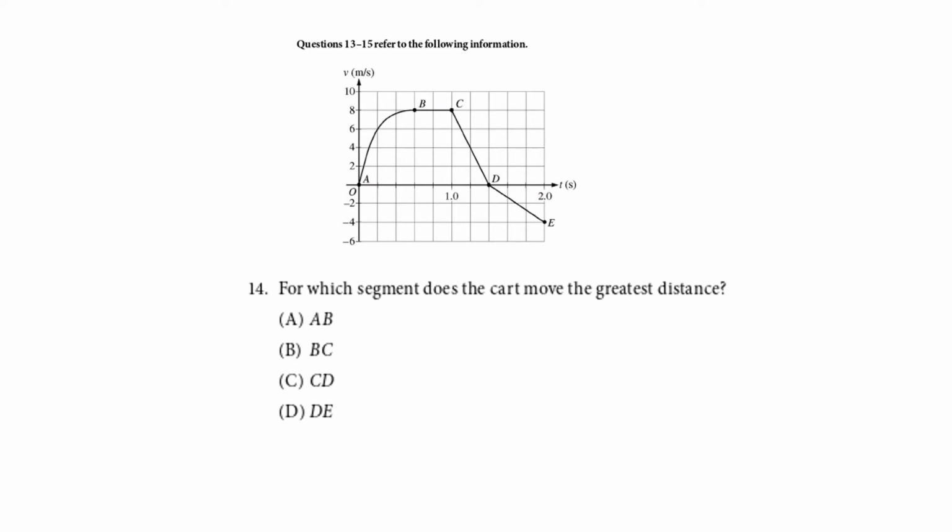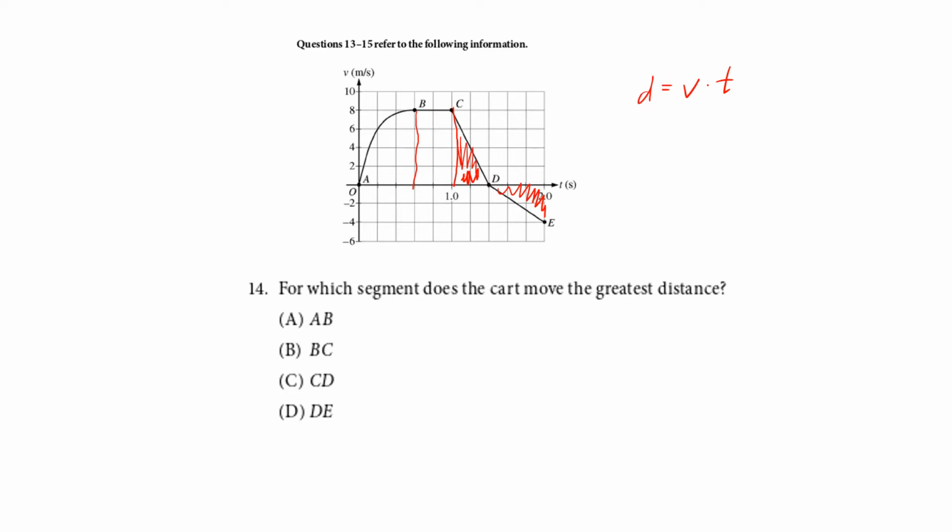Next one, for which segment does the cart move the greatest distance? Okay, so for this one, remember your distance is equal to velocity times time. So this is another one where we're finding area, because velocity times time, hashtag integral. So CD is the area of this triangle. DE is the area of this triangle. So let's do this one. So that's 1 second. We'll just count the boxes if you really want.